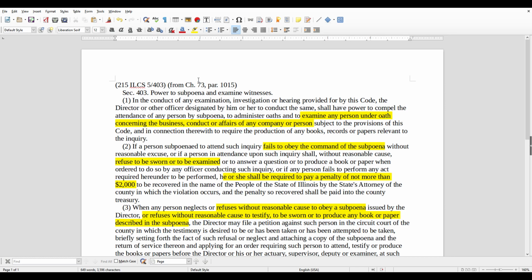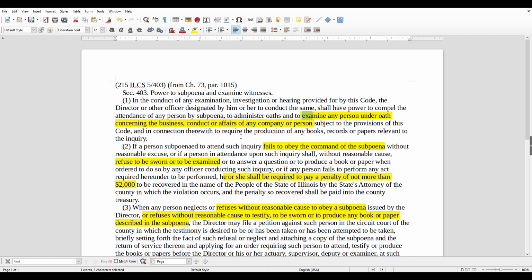But since we're talking about prosecutors, we're going to basically say that prosecutors have the power to subpoena and examine witnesses, right? And this is Illinois statute 215, Illinois Civil Code and Procedure 5/403, right? And basically, it goes on to talk about how the prosecutors can examine any person under oath, how they conduct a particular business or conduct affairs of a company, or how they conduct their own affairs, right?